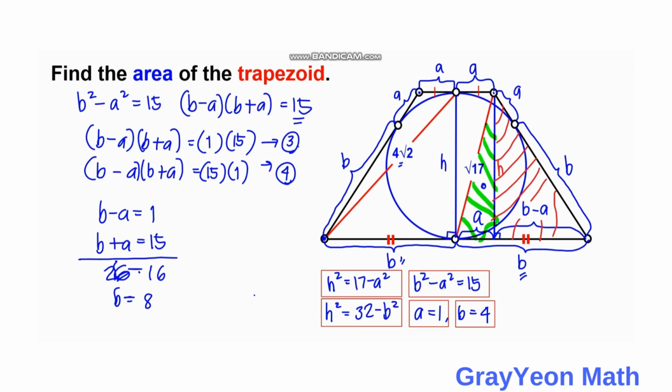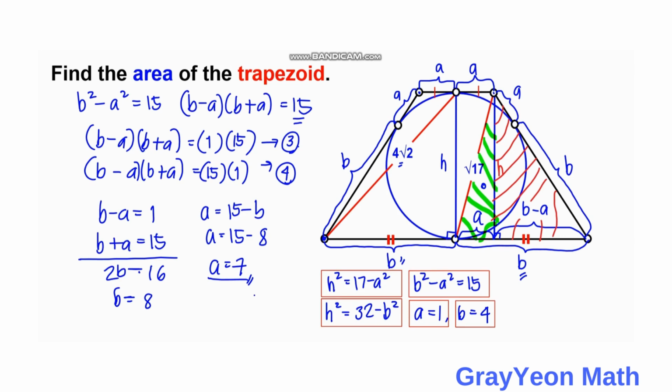And if b is equal to 8, a is equal to 15 minus b. Okay, so a is equal to 15 minus b, and this gives us a is equal to 15 minus 8. So a is equal to 7.